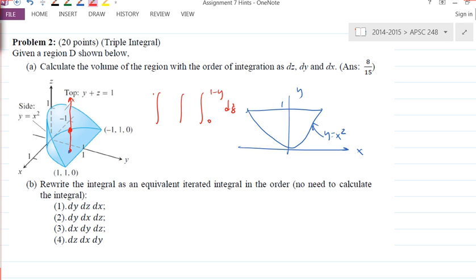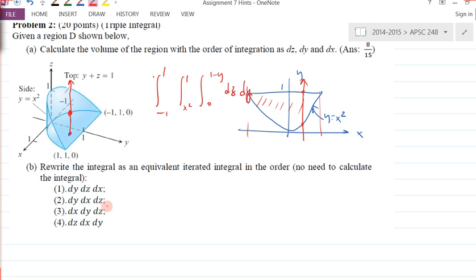And then dy. For dy, you draw arrow lines within this shadow in the positive y-axis direction. First contact is y min, second contact is y max. So y min is x squared, y max is 1. Sweep these arrow lines across the whole shadow, then you get x min and x max, negative 1 to 1. So that's part A.